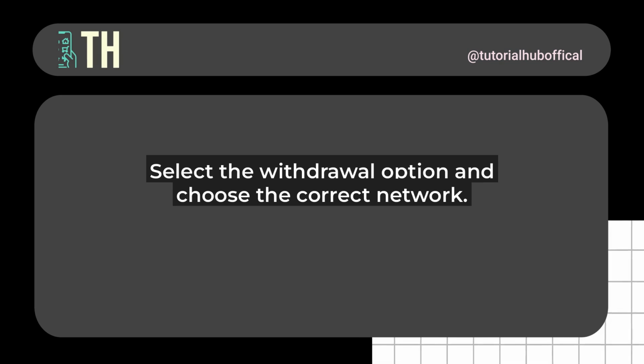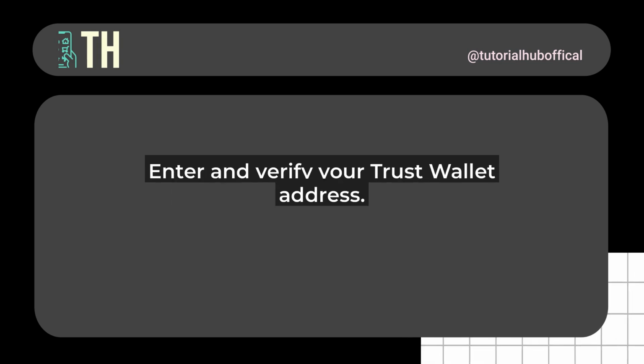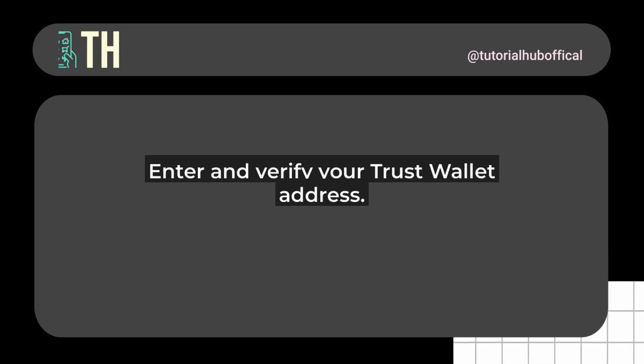Step 3. Enter your Trust Wallet address in the withdrawal form. Be precise here. Copy and paste it directly from your Trust Wallet app to prevent errors. Then, specify the amount of Chainlink you want to transfer, keeping in mind any network fees that might apply.